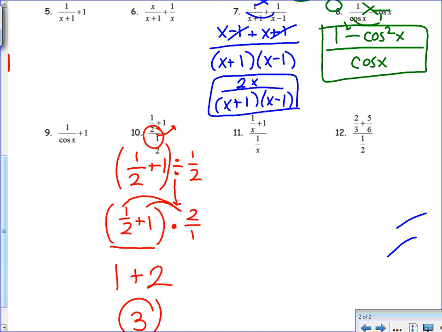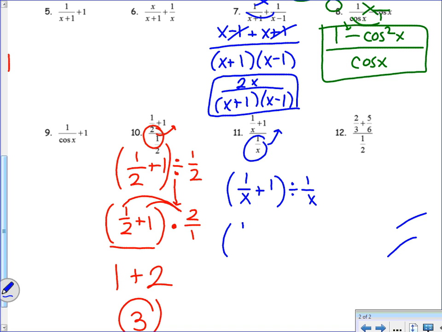Okay, for number 11, I'm going to move this up here. So I'm going to write 1 over x plus 1. And then I'm going to do divided by 1 over x. I'm going to keep all of this the same. Change to multiply, change to x over 1, which is really just x. I'm going to distribute. These are going to cancel for the first one. So I'm just going to have 1 plus x times 1, guys, is just x.